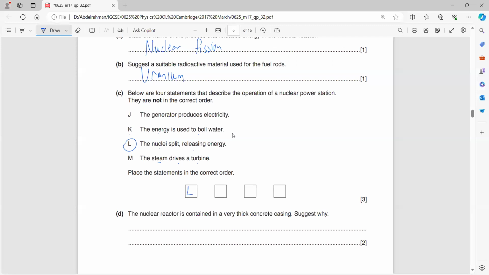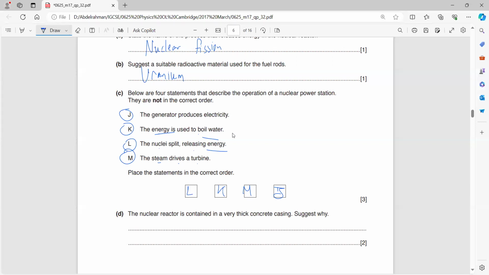Nuclei split, releasing energy. Take this energy to boil water. Correct, K. L then K. And then when you use this energy to boil the water, what do I do to the water? It turns into steam. And then it's quite obvious that finally, the generator will produce some electricity. Correct.